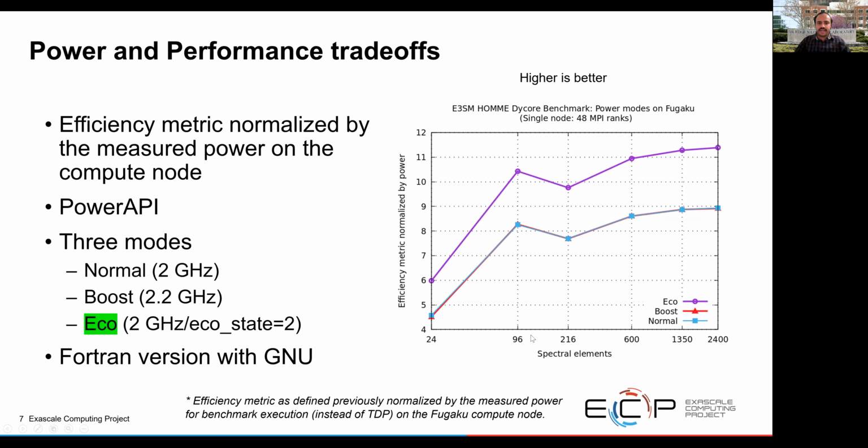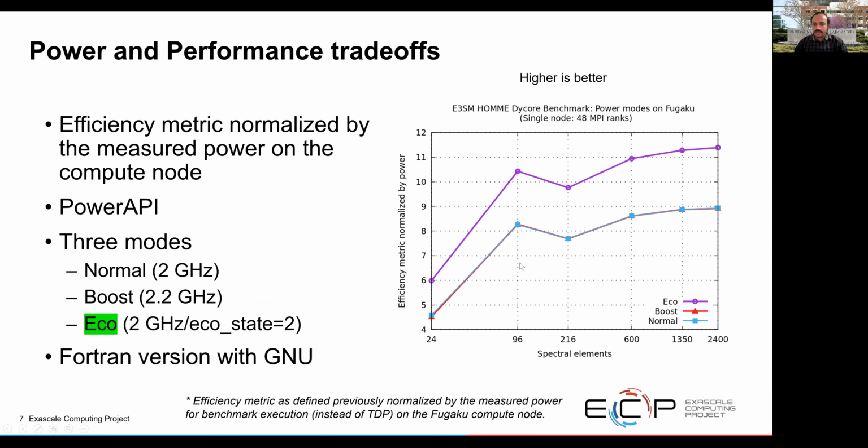The y-axis here is the efficiency metric, similar to the plot that I have shown you before. But in this case, we are normalizing by the actual power measured on the Fugaku compute node rather than just the TDP. So higher is better. The x-axis is again workload.